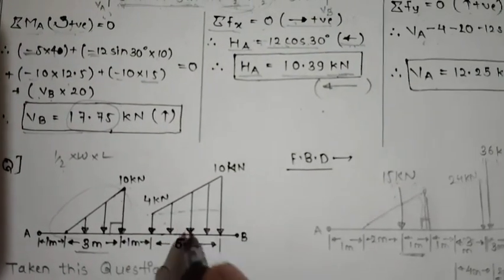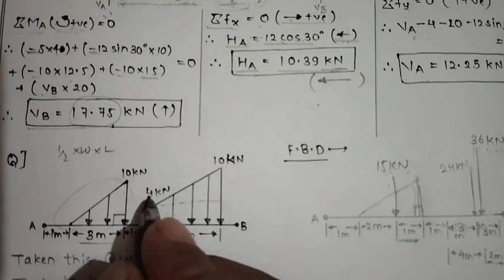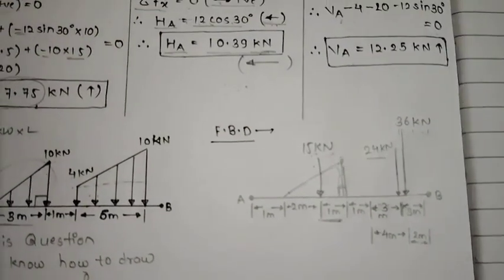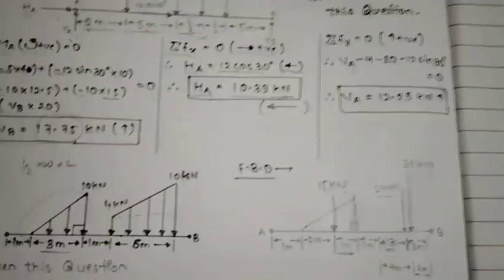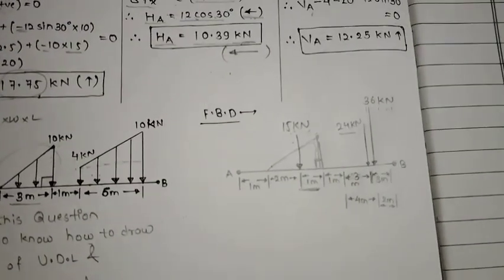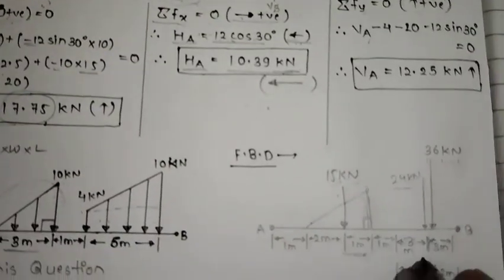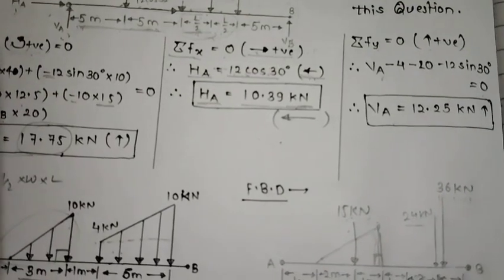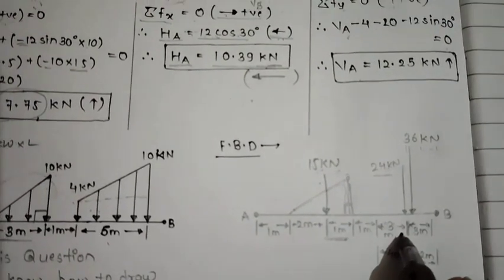So for this trapezoidal load, you have to divide it into two parts: the upper will be a triangle and the lower will be a rectangle. For the rectangle you simply do 4 into 6, that is 24. Now, what is the position? Guys, always remember that a rectangle is similar to the UDL: for finding the distance you simply divide the total length by 2. So 6 divided by 2 is 3. So 24 kilonewton will be acting at a distance of 3.